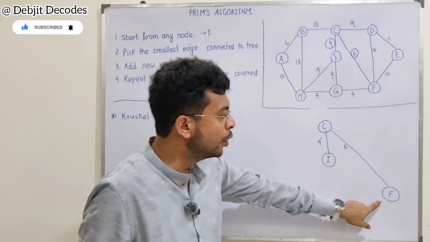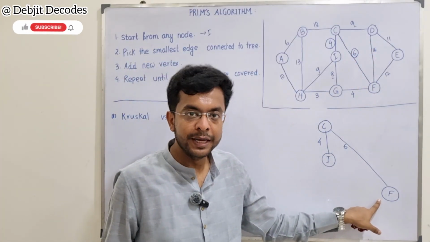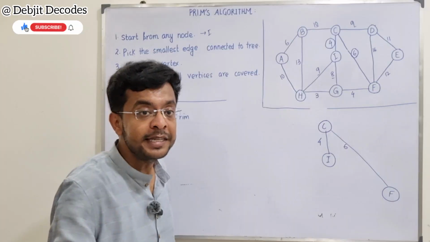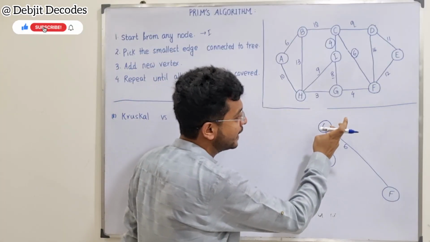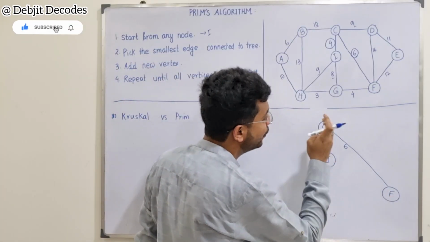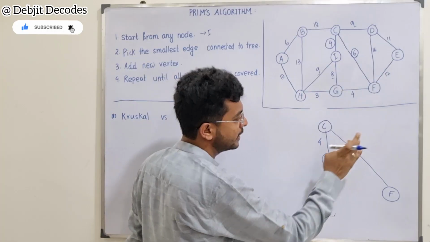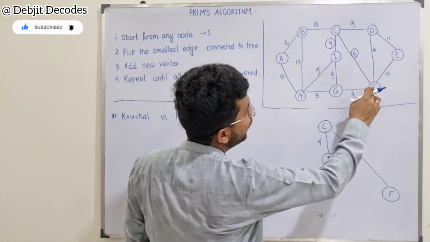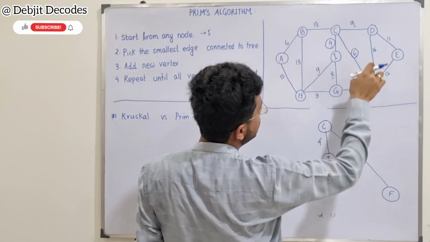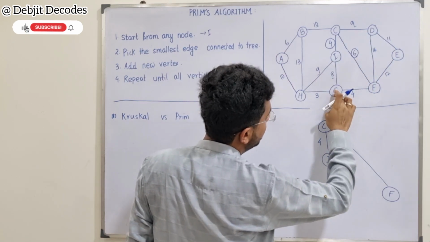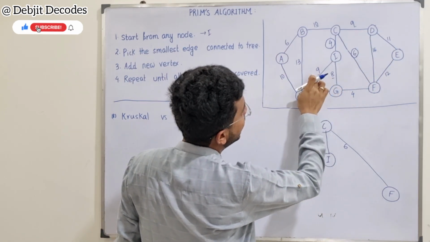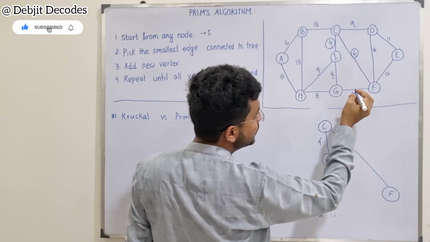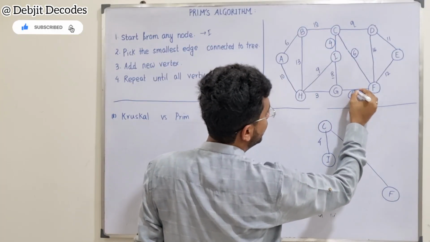Now we have a new node in our tree. So we'll be seeing what edges are connected to C, I and F which are not included, and which is the smallest. Now if you see, from F there is 12, there is 16, this 6 is already included, there is 4. And the remaining ones were 8, 9, 9, 10. So what is the smallest? This 4 is the smallest.